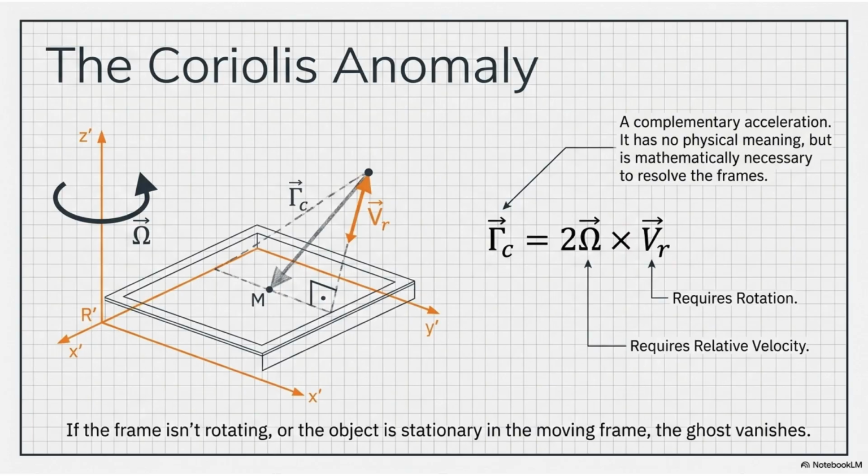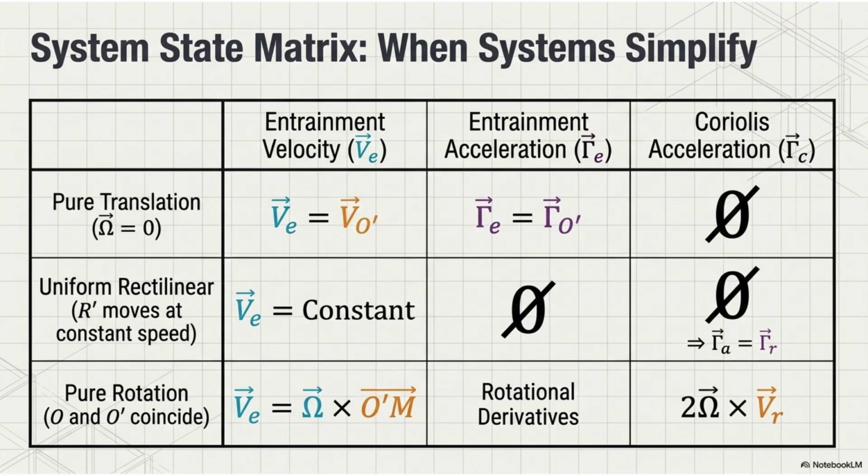Physically, the Coriolis acceleration is therefore a consequence of observing motion from a rotating reference frame. It is not an additional physical force acting independently on the object. Rather, it appears because of the way motion is described in the rotating frame. We can now use these principles to identify which terms remain under different types of reference frame motion.